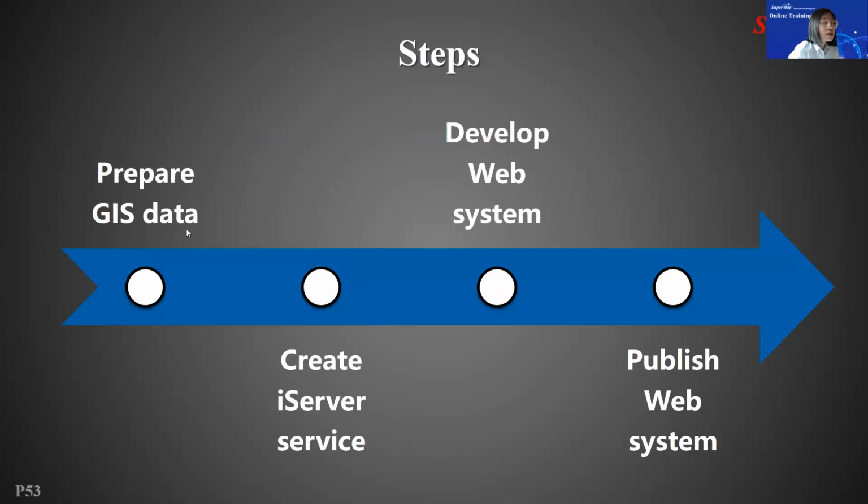So first step, we have to prepare the spatial data. Then we'll publish a map service in iServer. Then we'll write the code and visualize the published web system in the browser.